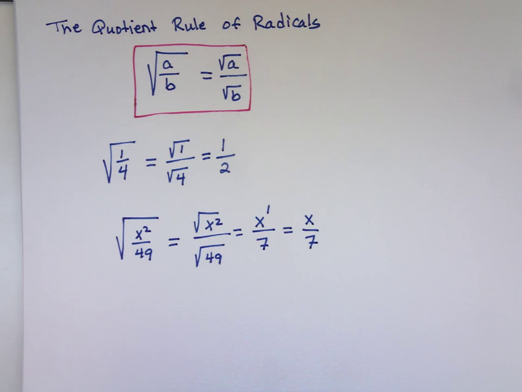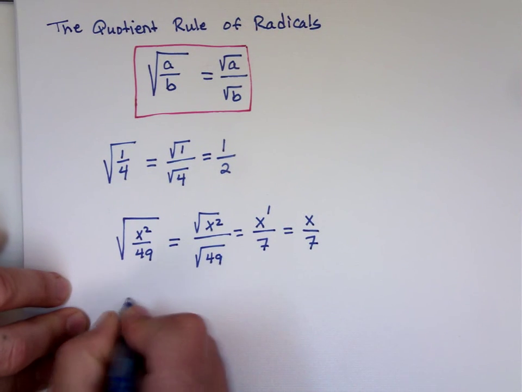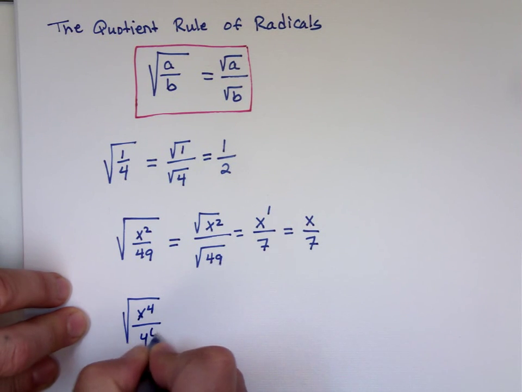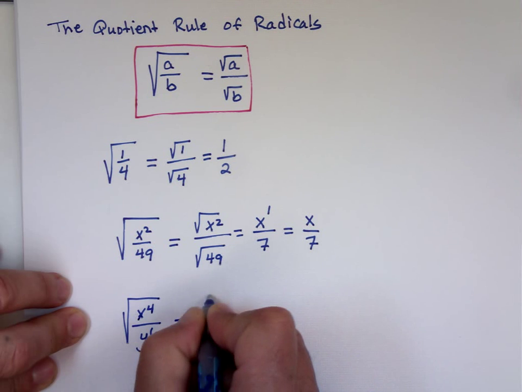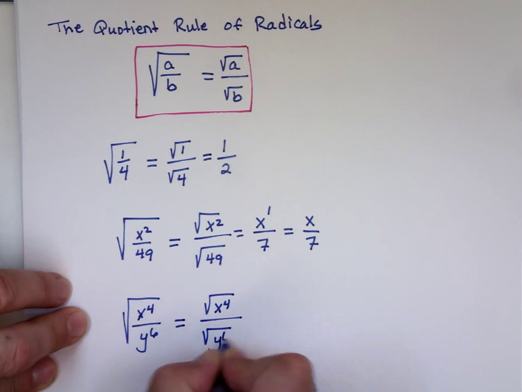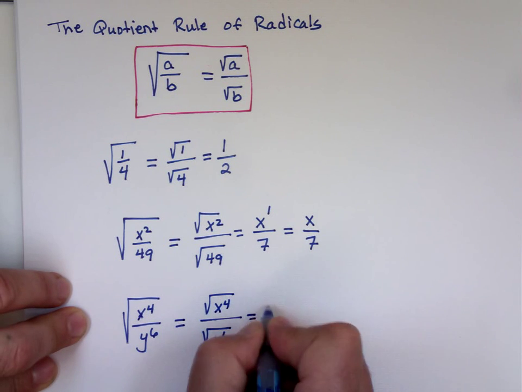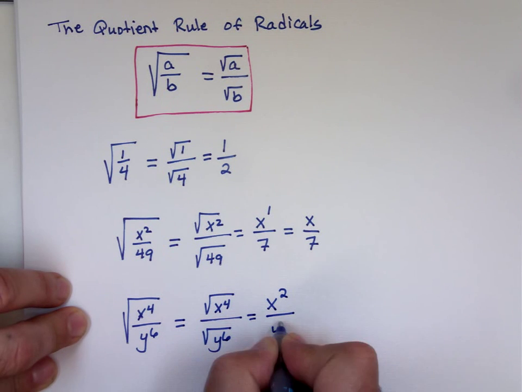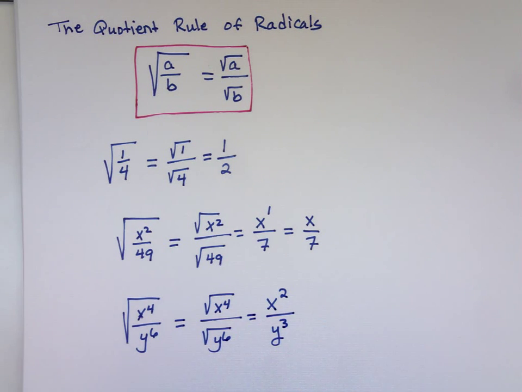What is the square root of x to the 4th over y to the 6th? That's the square root of x to the 4th over the square root of y to the 6th. Square root of x to the 4th, divide the 4 by 2, that's a 2. Divide the 6 by 2, that's a 3. It's not always going to be beautiful like this.